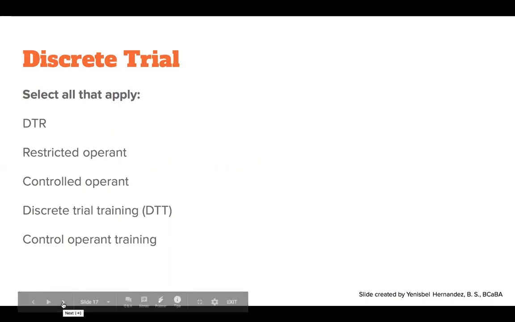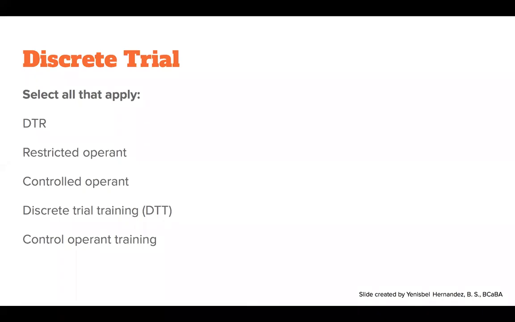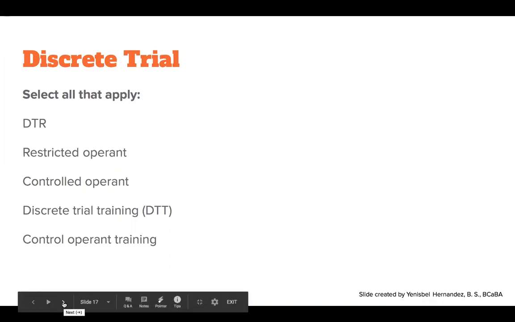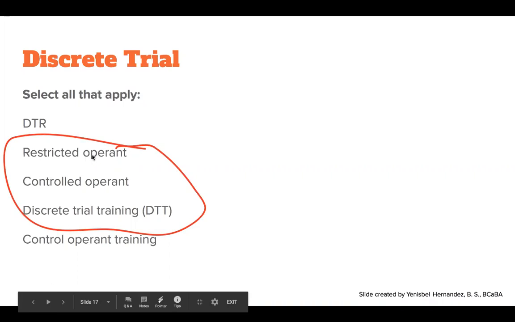DTT. So it'll be this one, right? Which other one? DTR, discrete trial response? I don't think it's that one. Pick another one. Restricted operant, let me see. And we're missing one more, I believe. Controlled operant. Yes, so it's restricted operant.